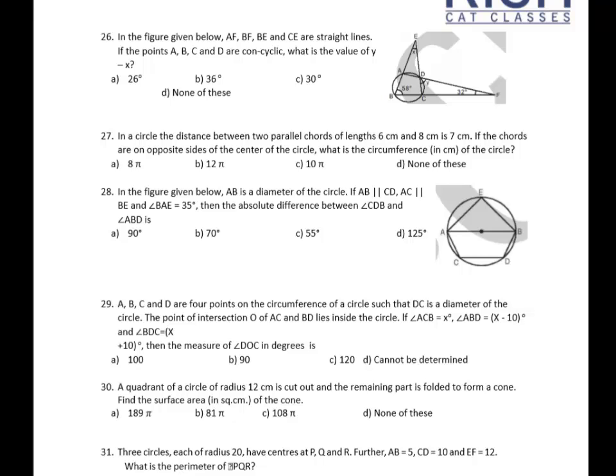In a circle, the distance between two parallel chords of length 6 and 8 centimeters is 7 centimeters. The two chords are on opposite sides of the center of the circle. What is the circumference of the circle? This type of question is just a modified question. It is the original CAT question, but modified by taking different numbers.